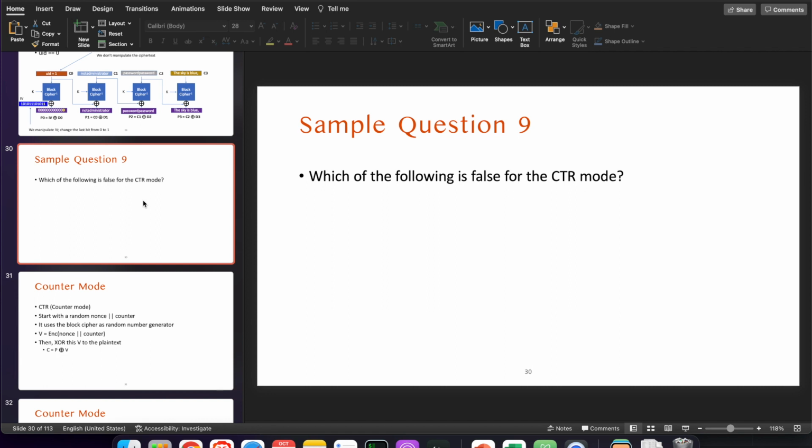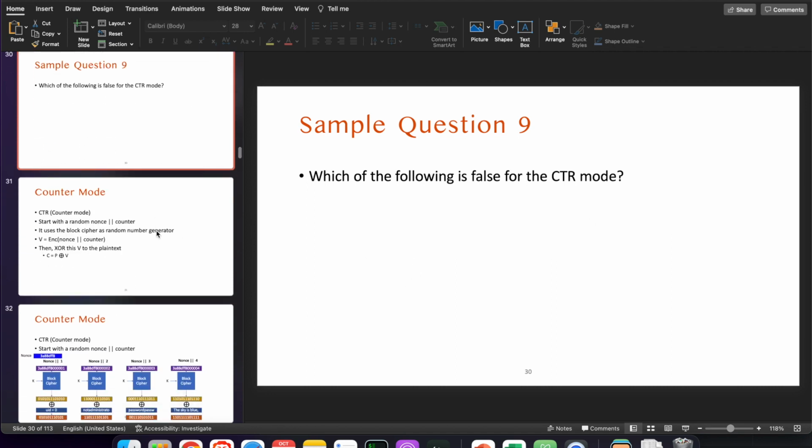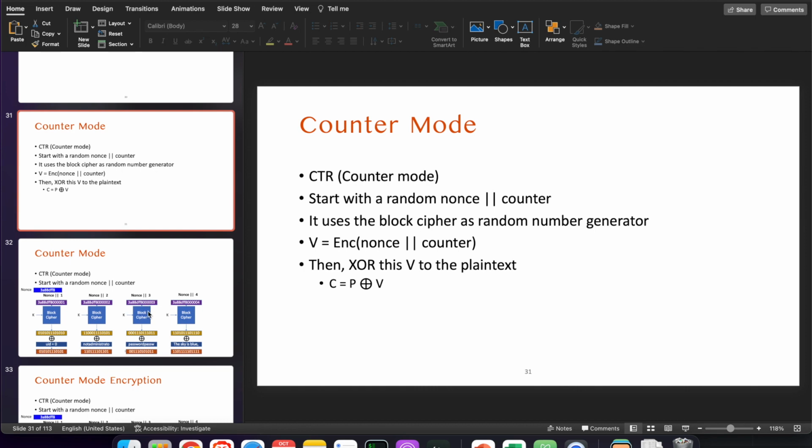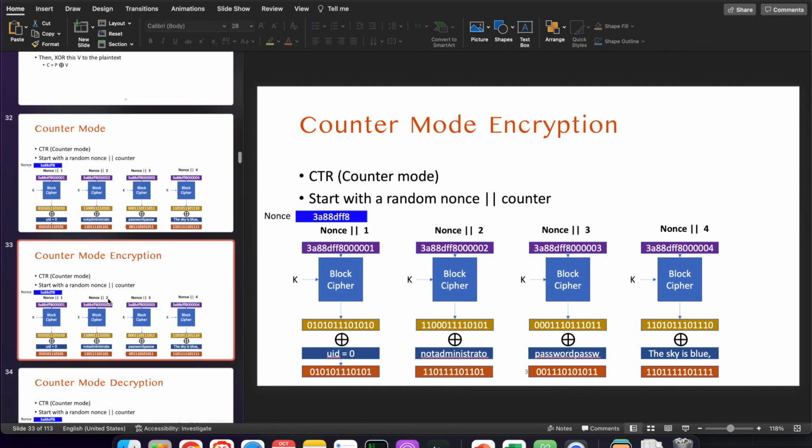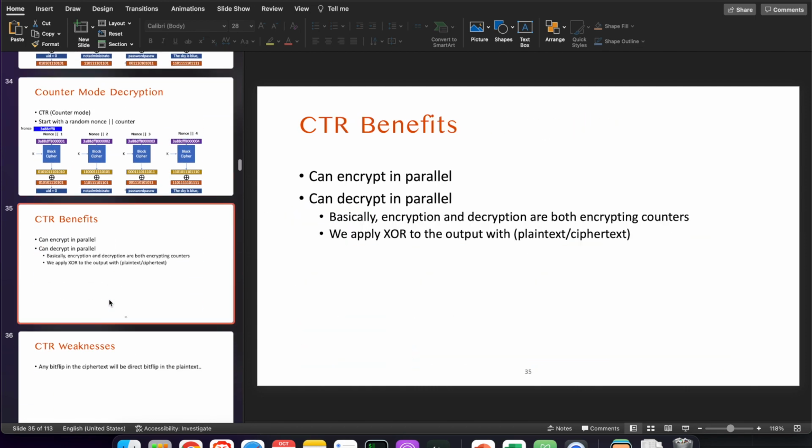Next is a simple question, question 9. Which of the following is false for the counter mode? There will be some choices describing this counter mode, but all the others will be correct descriptions, and one choice will be false. So you need to distinguish the incorrect description of the counter mode among them. In this regard, please study the characteristics of the counter mode with these slides.